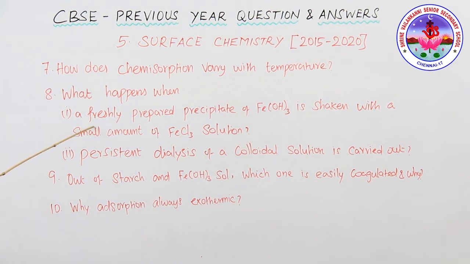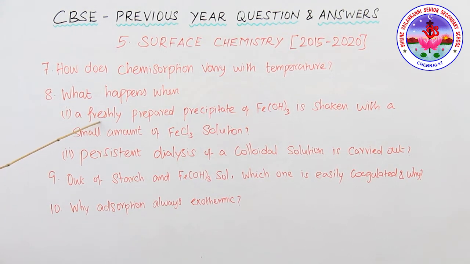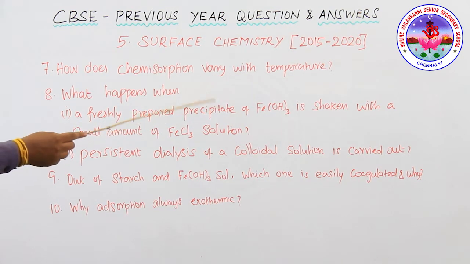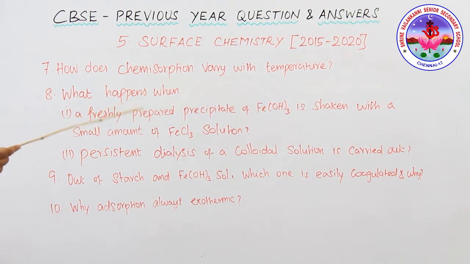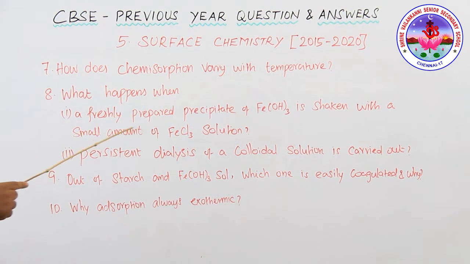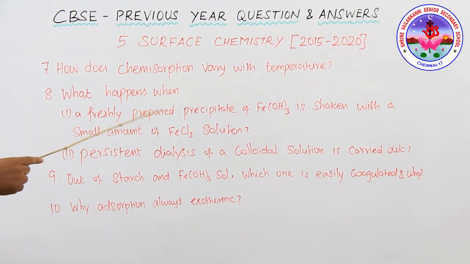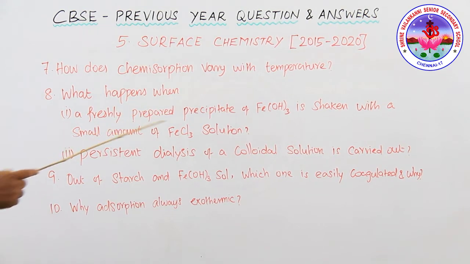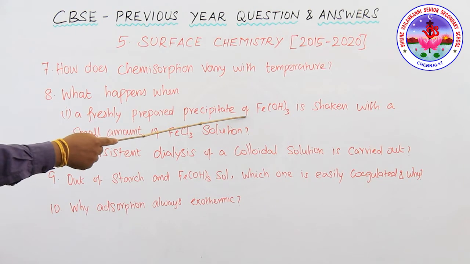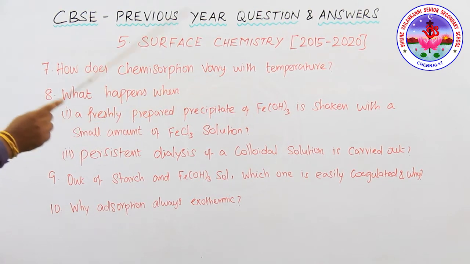So, the answer to the first subdivision is that the colloidal solution of the ferric hydroxide salt will be formed because peptidization takes place. Here the keyword is peptidization takes place. The colloidal solution of ferric hydroxide salt will be formed because peptidization takes place. This carries 1 mark.